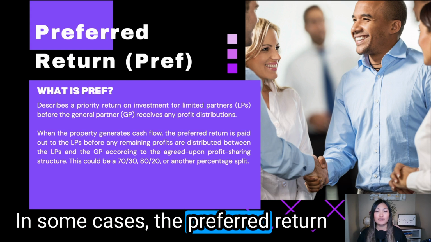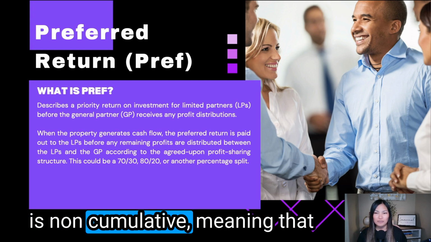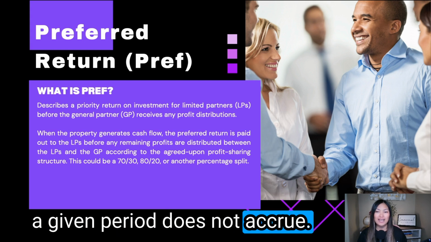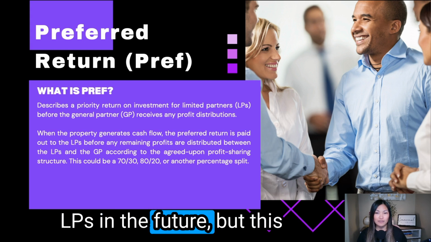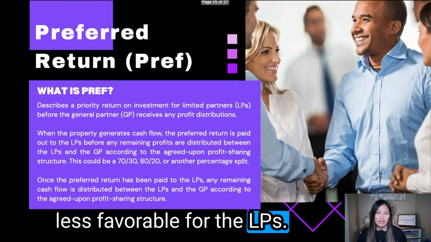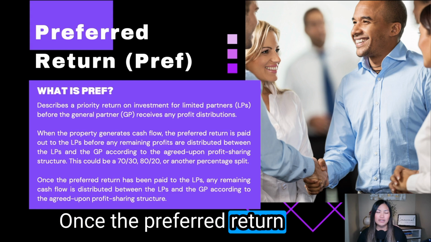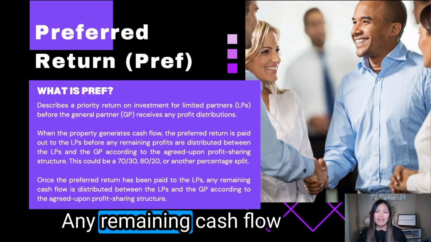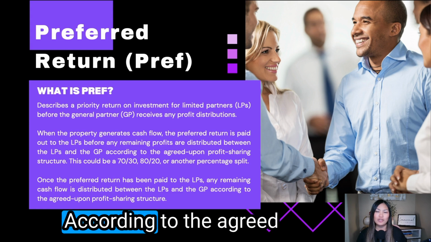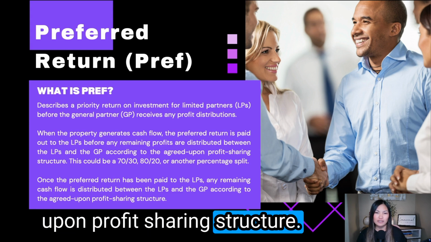In some cases, the preferred return is non-cumulative, meaning that any unpaid preferred return in a given period does not accrue and is not owed to the LPs in the future. But this structure is less common and less favorable for the LPs. Once the preferred return has been paid to the LPs, any remaining cash flow is distributed between the LPs and the GP according to the agreed-upon profit-sharing structure.